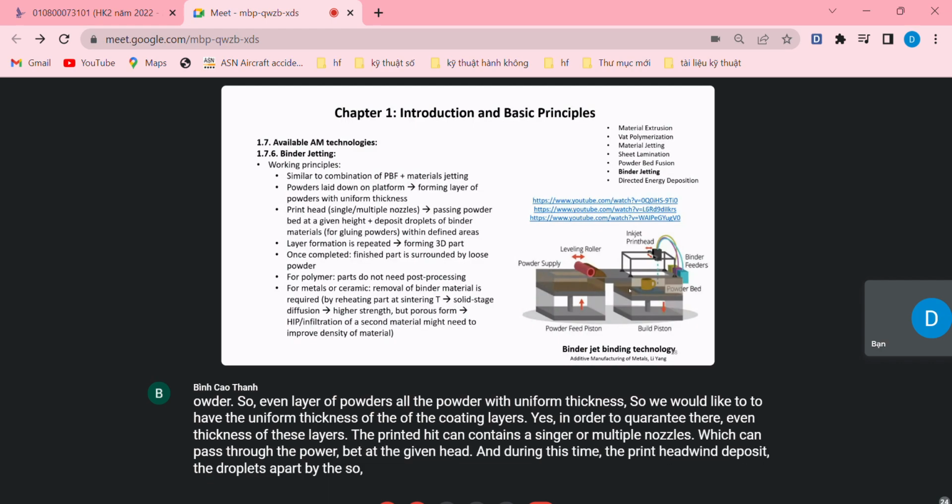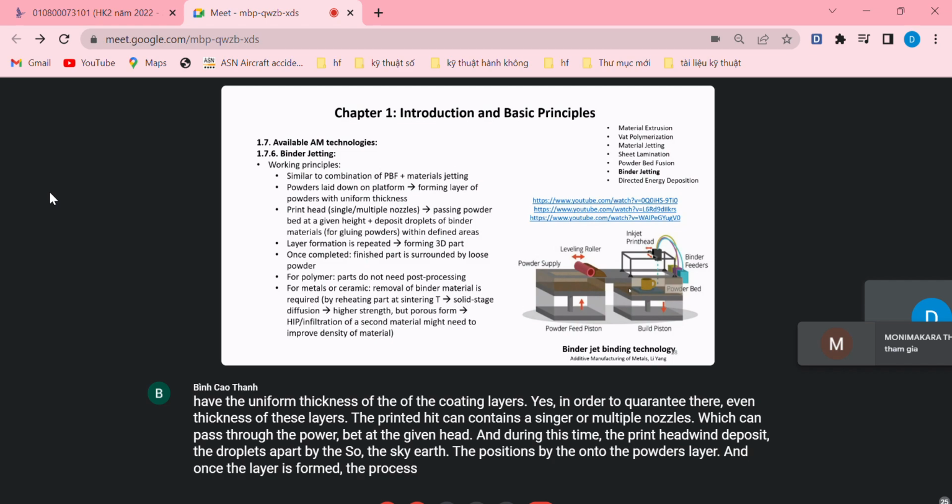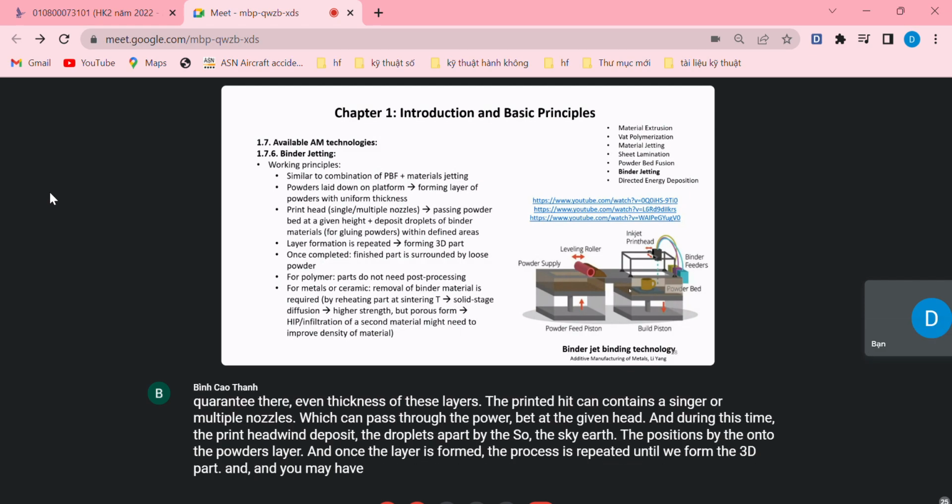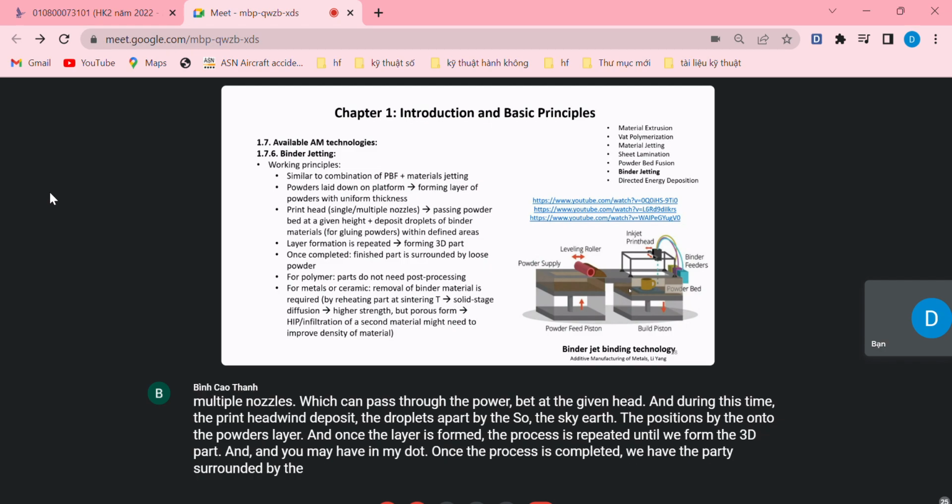So this is depositing a binder onto the powder layer. And once the layer is formed, the process is repeated until we form the 3D part. And you may have in mind that once the process is completed, the part is surrounded by the loose powder. And we can consider two different kinds of materials.